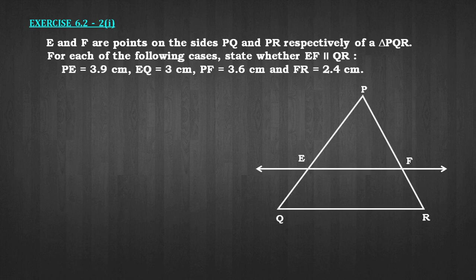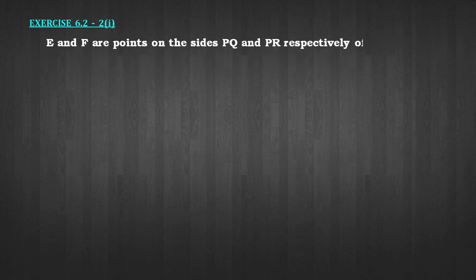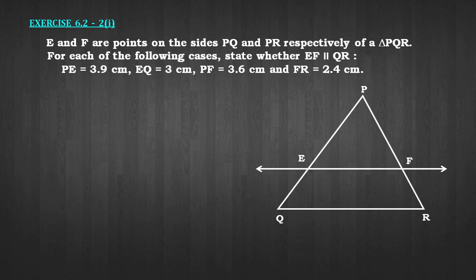So question number 2, exercise 6.2 here. E and F are the points on the sides PQ and PR respectively of a triangle PQR. See the diagram here. For each of the following cases, state whether EF is parallel to QR or not.